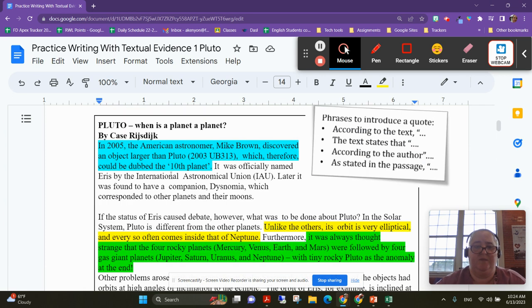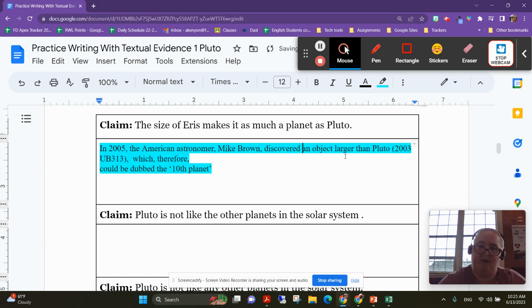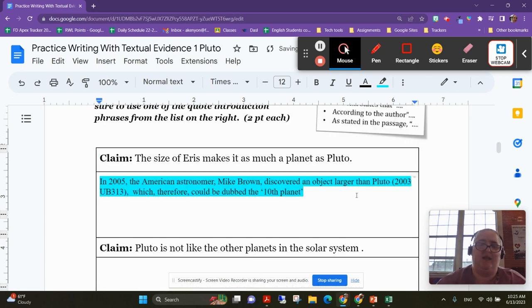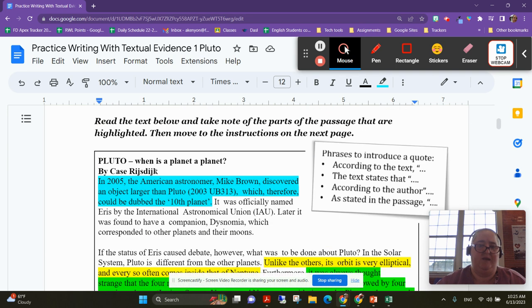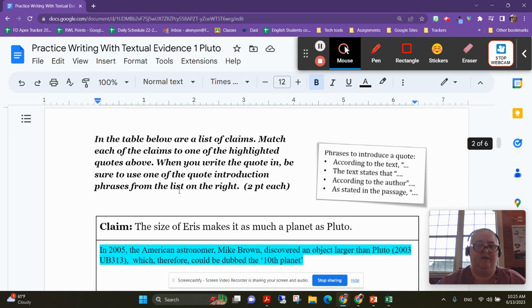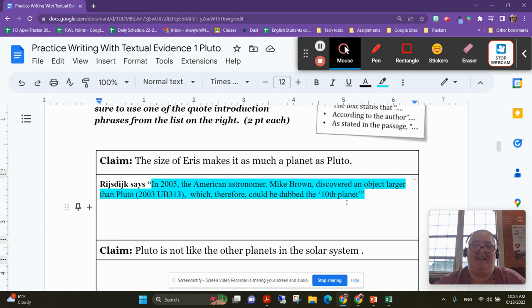So in response to that claim, I can say that it was larger, so it should be considered the 10th planet, right? So I'm going to copy this. I'm using my Control C again, and then I'm going to paste it in. I have the quote, but I can't just plop the quote in there, right? I need to have my claim and an introductory phrase. So phrases that could introduce it: according to the text, the text states, according to the author, as stated in the passage. I can also say the author says. I've given you the author, so I'm going to paste his name, but I'm not going to say it aloud because I have no idea how to pronounce that name. I would have to look it up and practice it, and for our purposes, we just need to know how to paste it in here. So it's not important that I don't know how to say it, right? So this author says, and then I have my quote.